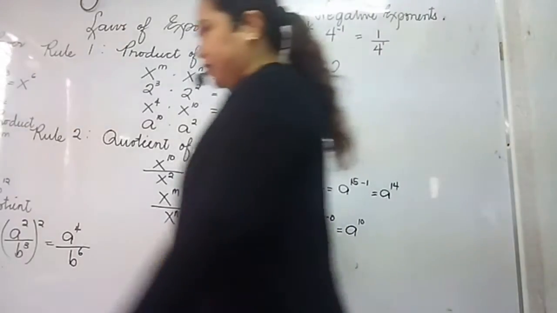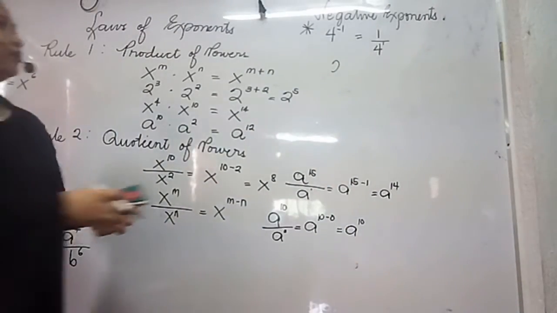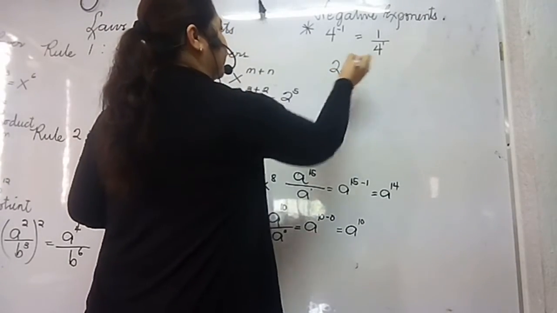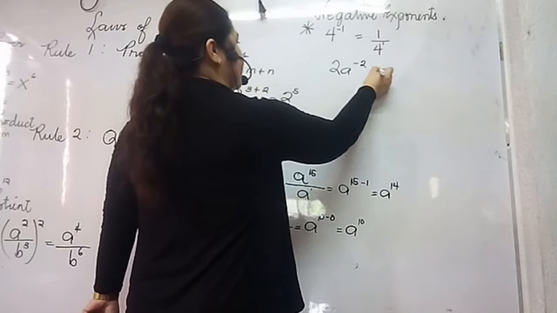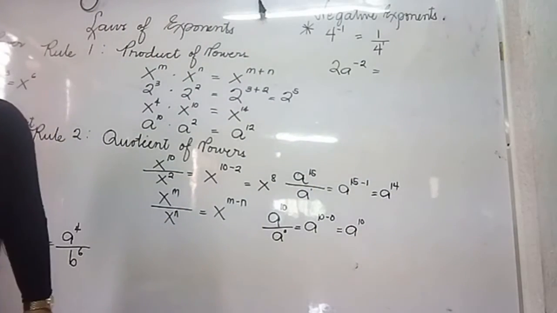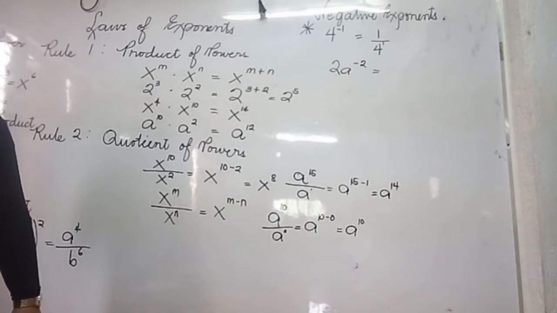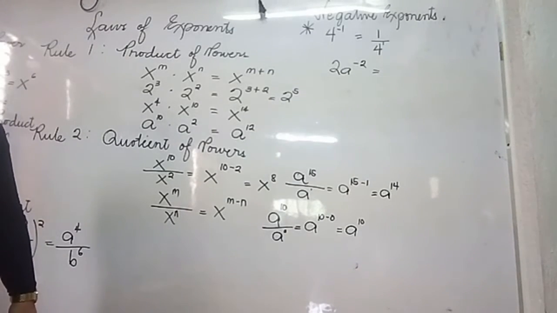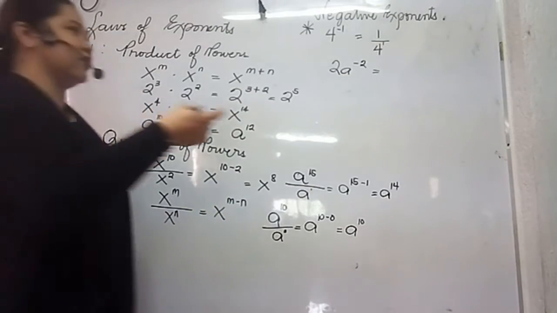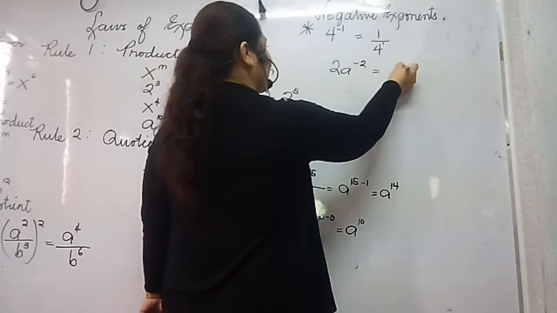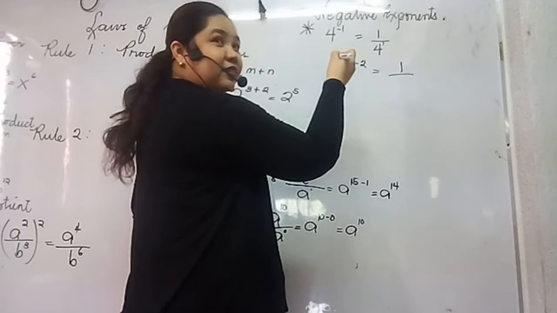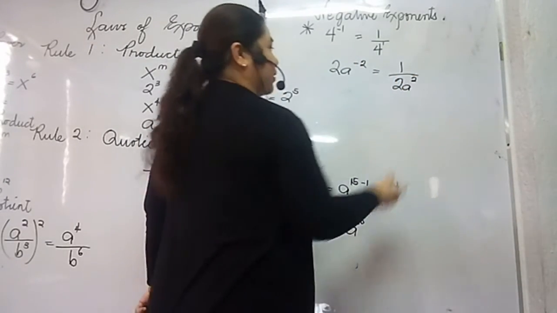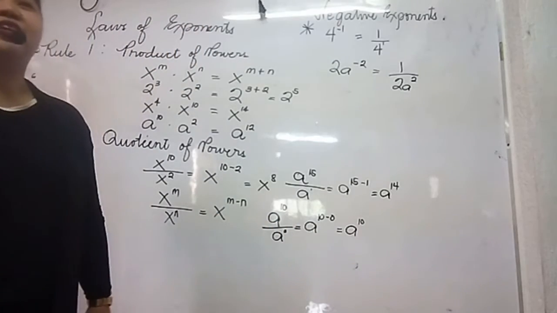Halimbawa, variable tayo. 2a raised to the negative 2. What does this mean? Adrian? Oh, yes. Basahin mo nga na maayos. 1 over 2a squared. Mawawala na yung negative. Positive.